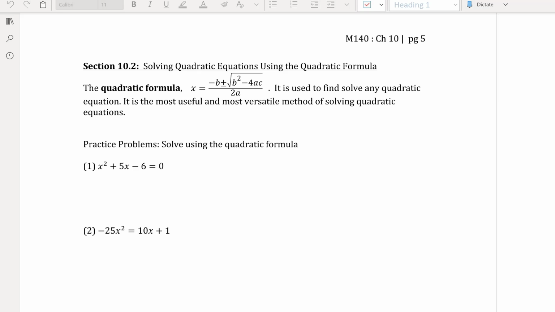We are going to continue with Chapter 10. So we will be starting on page 5 for section 10.2. We are solving quadratic equations using the quadratic formula.